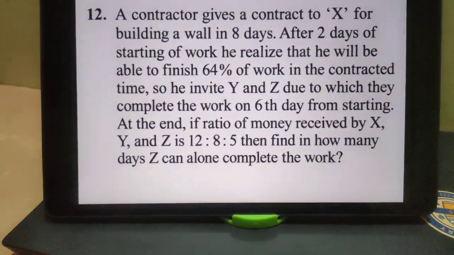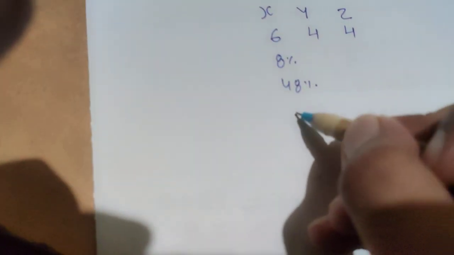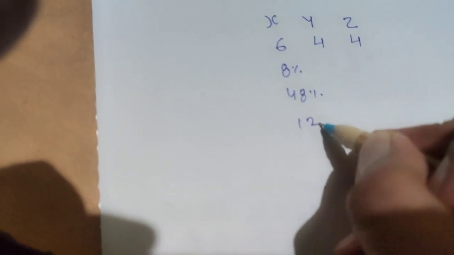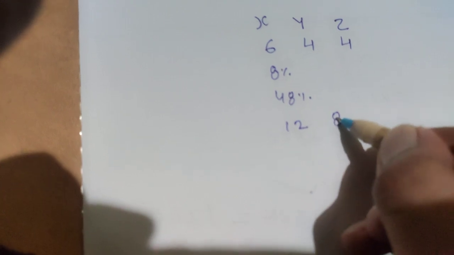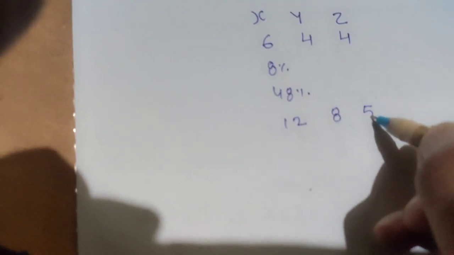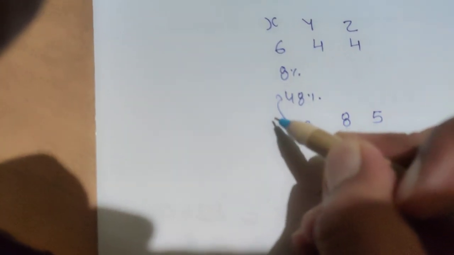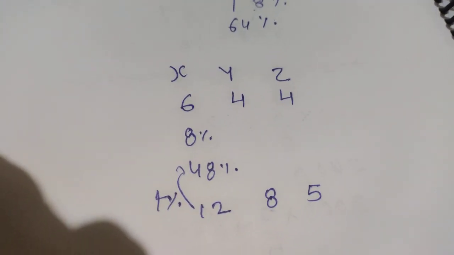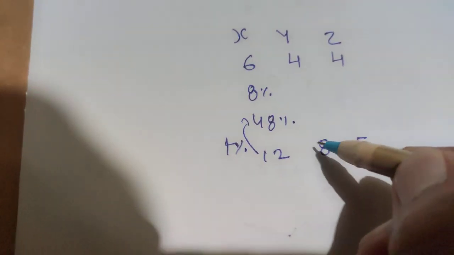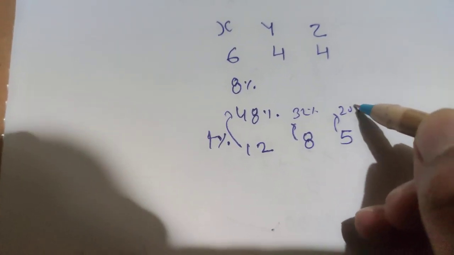What is the ratio of money? 12:8:5. So X would be getting, let's say for the sake of saying, 12 rupees, Y would be getting 8 rupees and Z would be getting 5 rupees. You again do the maths and you get 4%. So for 1 rupee, 4% work is done. Now what does that mean? Now for 8 rupees, 32% work would be done. For 5 rupees, 20% work would be done.